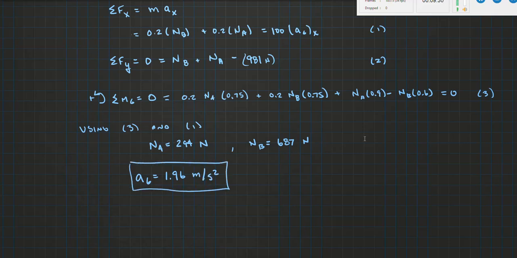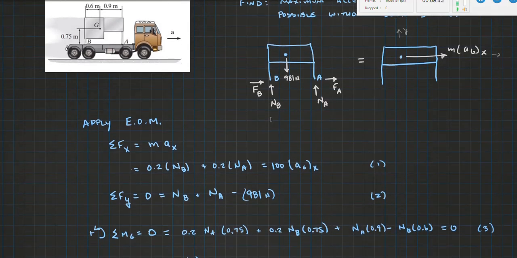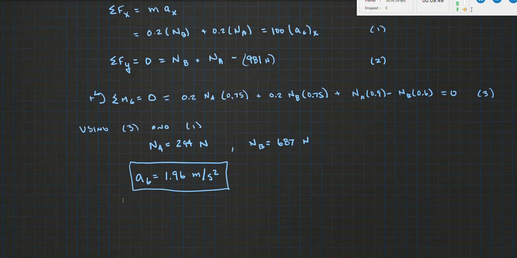So if we accelerate at least 1.96 meters per second squared, that's going to be the exact 0 point. Any acceleration above that, any infinitesimal acceleration above that, will result in the table sliding, and we'll lose it on the highway.